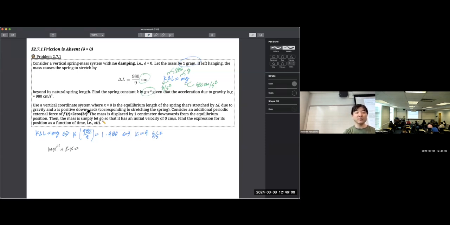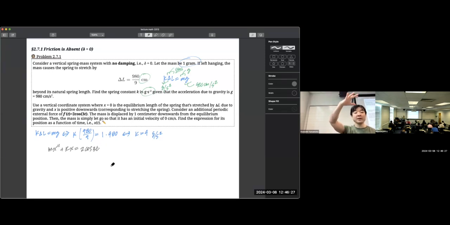So this is all just review from what we said earlier, where we're going to set the 0 position as the equilibrium length that's stretched by delta L due to gravity. And then we're going to consider an additional periodic external force, F(t) equal to 2 cosine of 3t. So we're adding an external force.